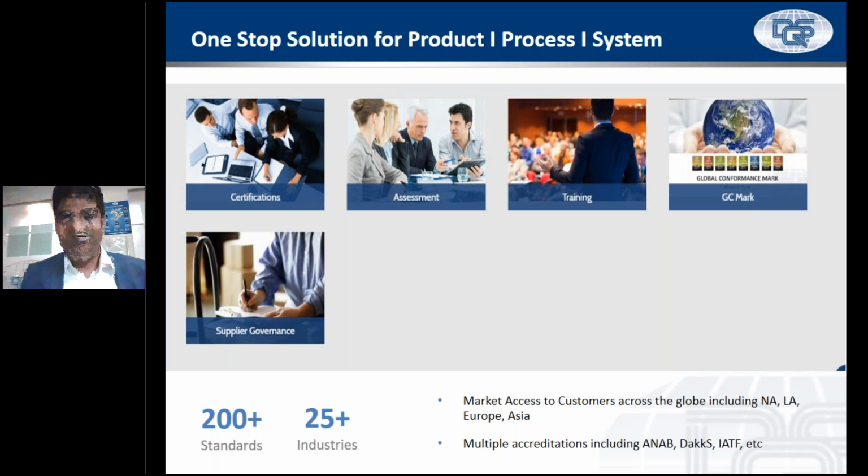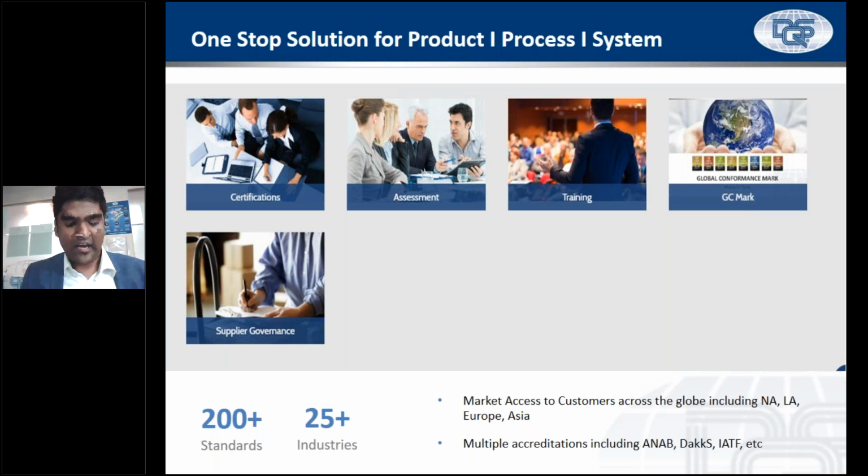Or we have also partnered in the past with OEMs to develop a customized, tailor-made checklist, taking aspects from quality, sustainability, health and safety, among a few. Now, that's broadly about the DQS group.